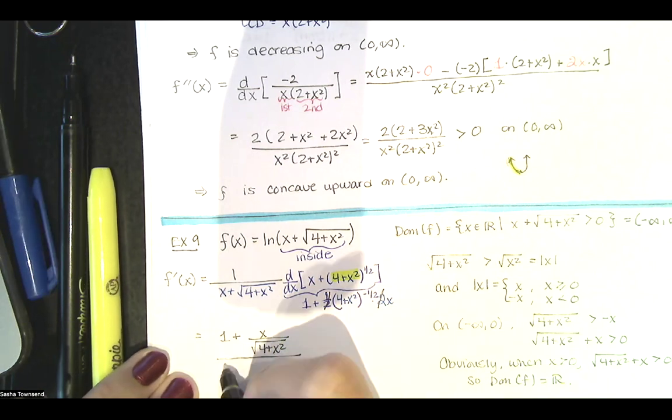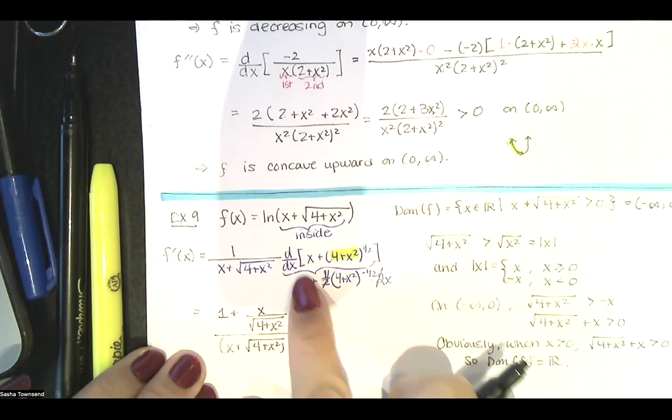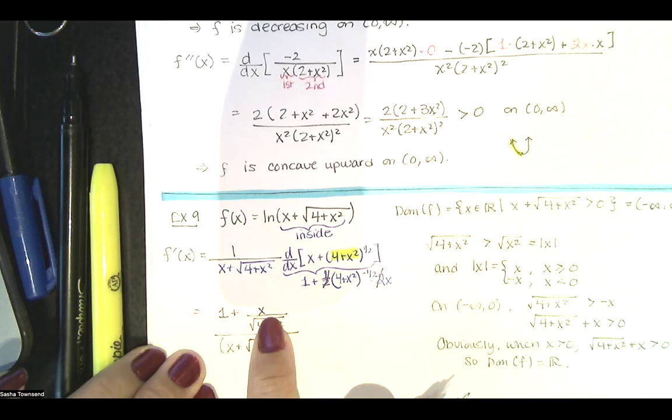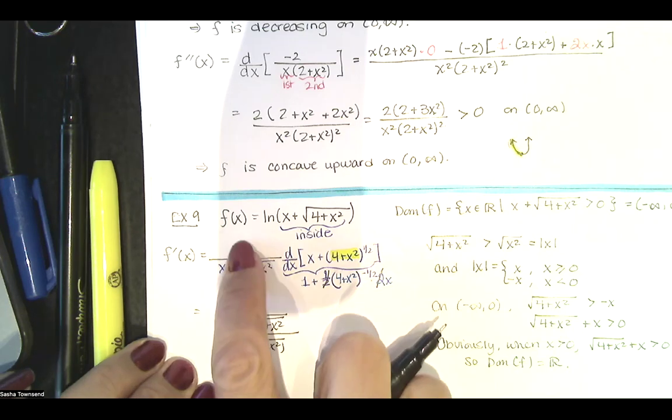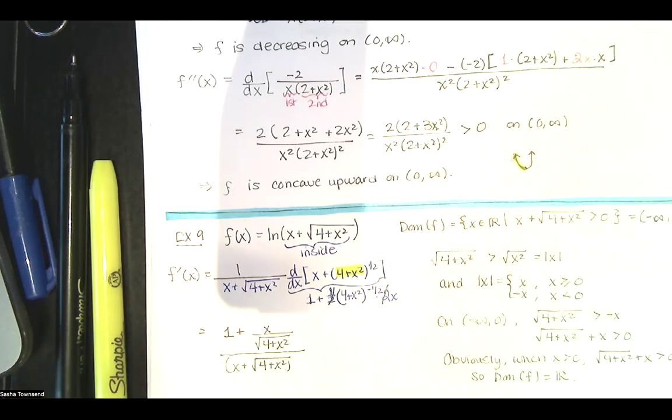And we're taking all of that and dividing by x plus the square root of 4 plus x squared, because that was our denominator here. So this goes in the numerator, and we tried to simplify it first. And then the original denominator from that 1 over the inside function goes there. And you say, I've got a fraction within a fraction. I don't want that.